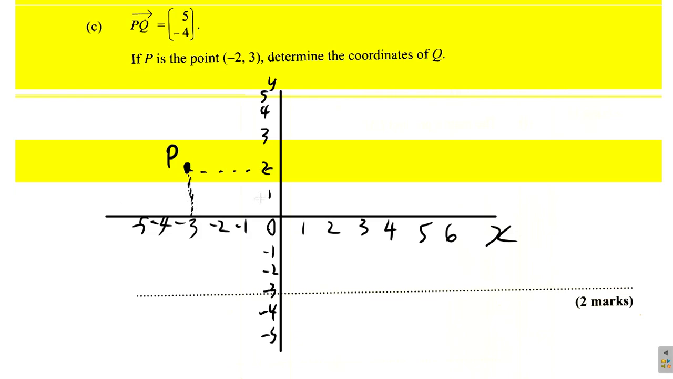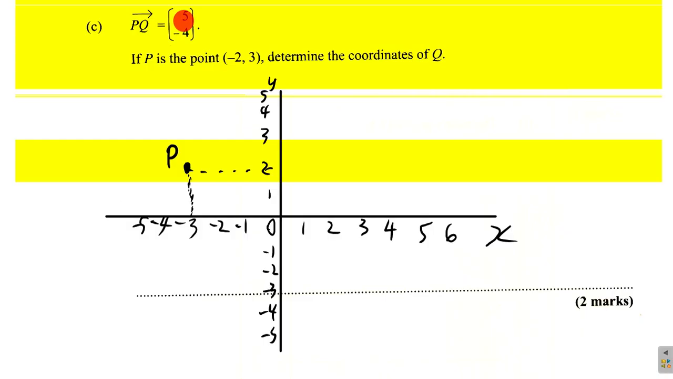So, here now, the vector 5, negative 4. What that means, this represents x. X goes left and right. If it is negative, it goes to the left. If it is positive, it goes to the right. This is y. Y goes up and down. If it's positive, it goes up. If it's negative, it goes down.